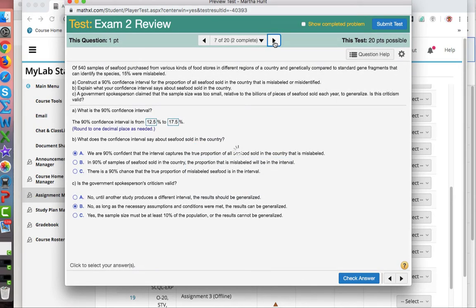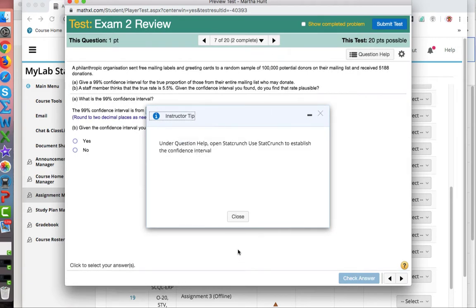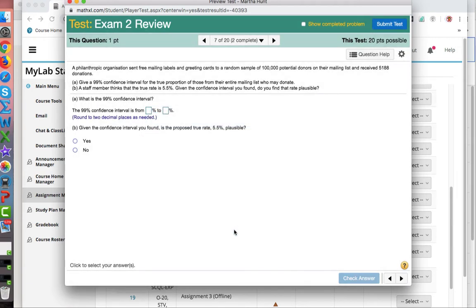Let's move on to problem 7. A philanthropic organization sent free mailing labels to 100,000 donors. So that's our N equals 100,000. I'm jotting that down. And received 5,188 donations. I'm jotting that down. And we want a 99% confidence interval.